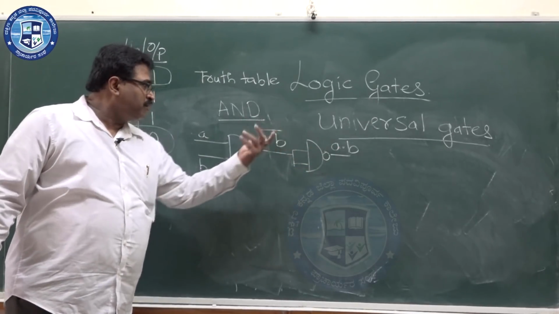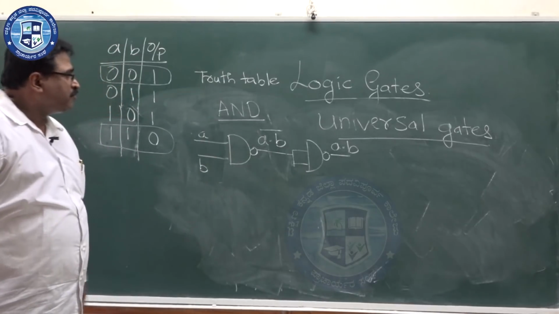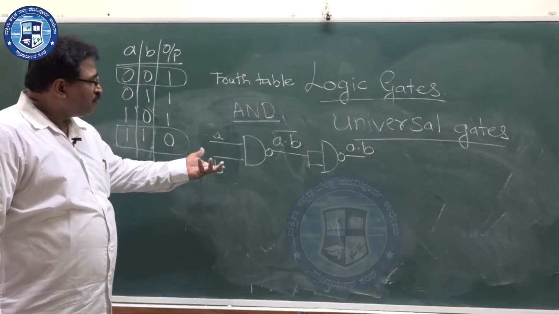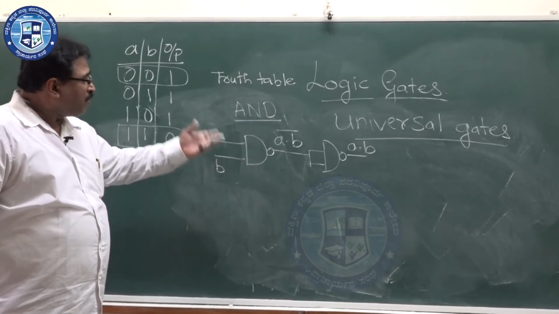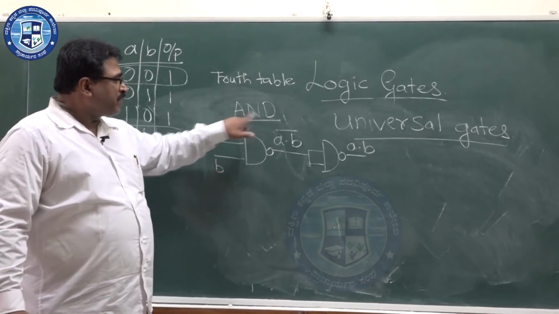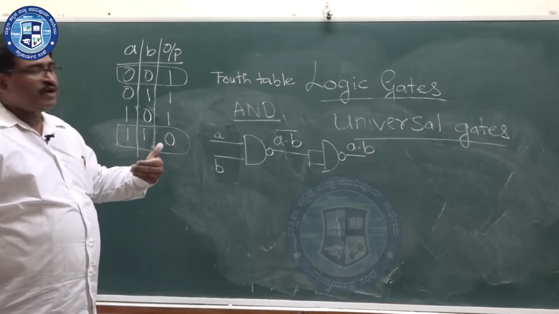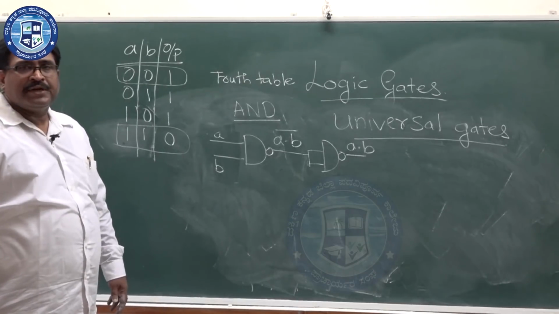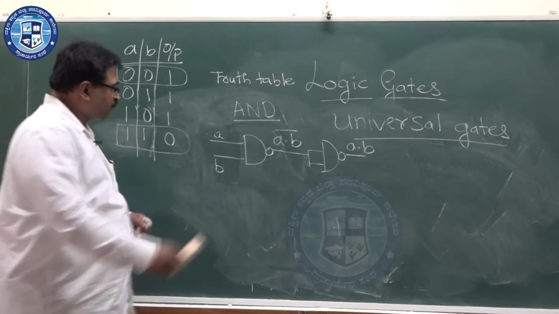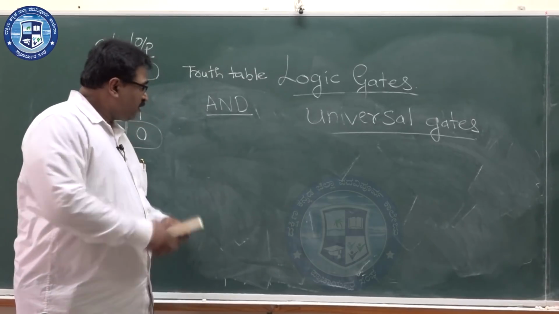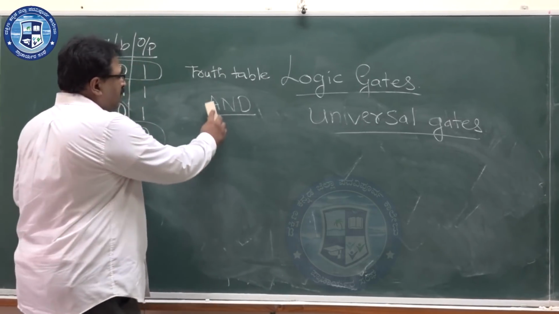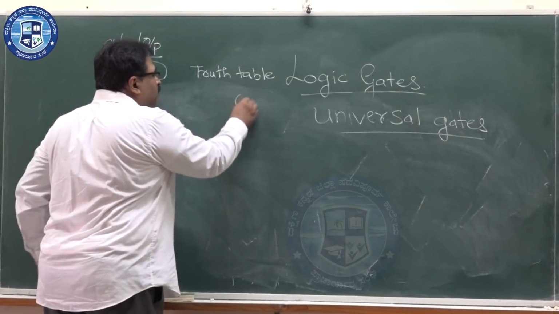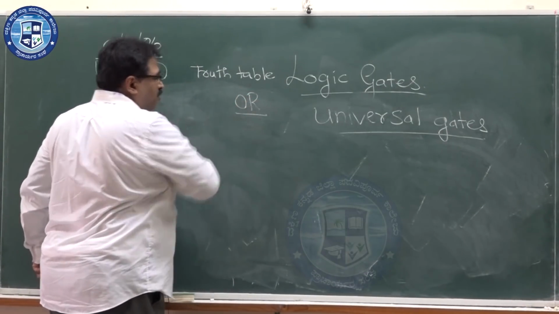What is A dot B? The output of an AND gate. So with this we can understand, if I do some modification, if I do some changes, then I can make a NAND gate to work like an AND gate. So even if I don't have an AND gate, I can still work with the NAND gate, right? So what we have seen here is how we can make a NAND gate to work like an AND gate. Now next we'll see how it can be made to work like an OR gate.